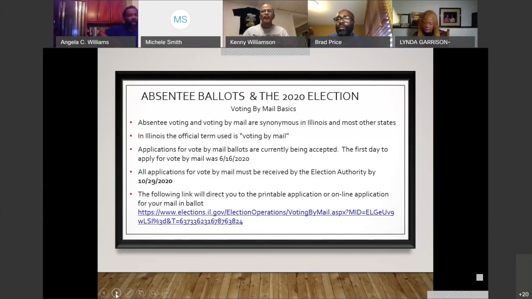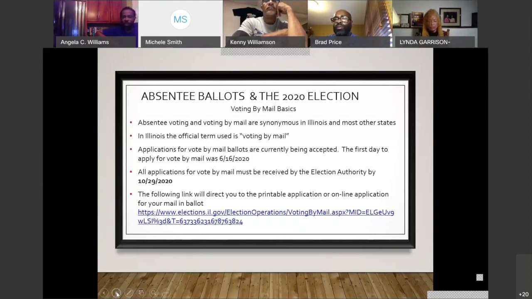In the past, laws required you to have a reason to request a mail-in ballot. You're overseas, you're going to be at your cousin's house in Florida, you're a member of the military. But that has now changed, and anybody who wants a mail-in ballot can now request one from the state of Illinois. So as you see the slides continue to move, you'll see absentee ballots. The more accurate term should be mail-in ballots.